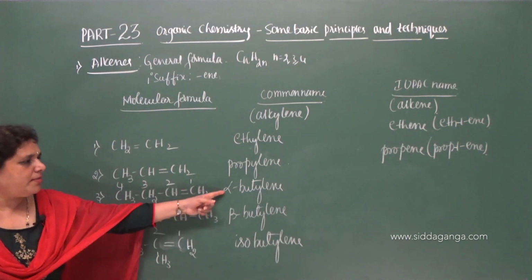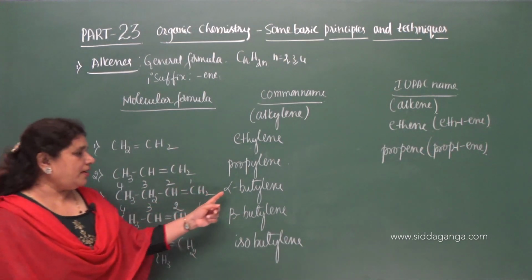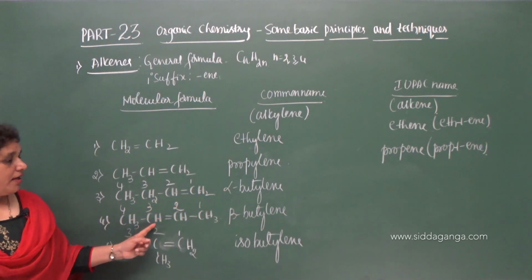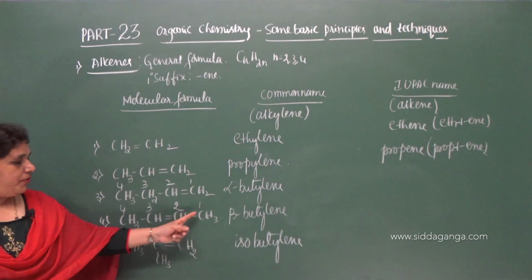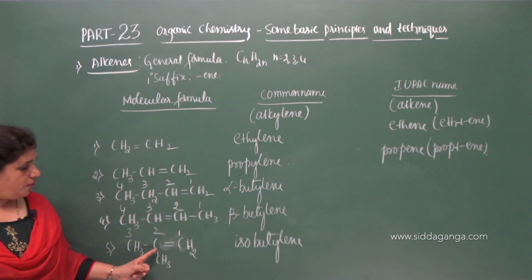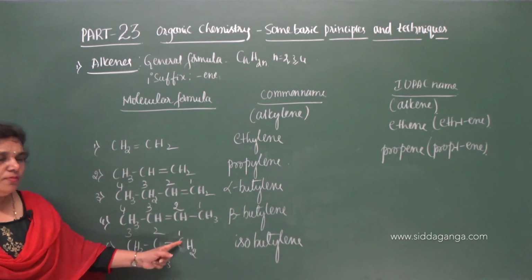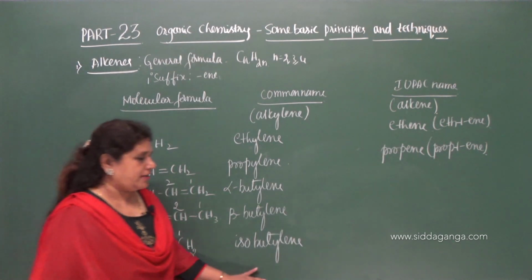What is the IUPAC name of alpha butylene? The IUPAC name of alpha butylene is but-1-ene. What is the IUPAC name of beta butylene? But-2-ene. What is the IUPAC name of isobutylene? 2-methyl prop-1-ene. So let me write the name.